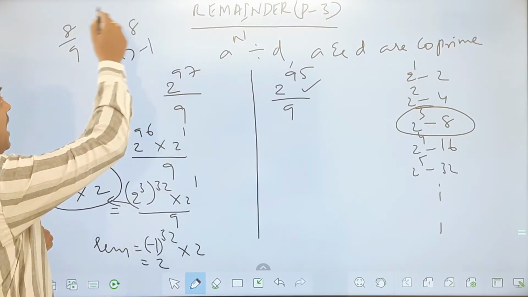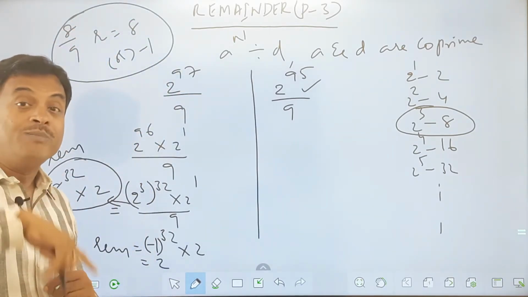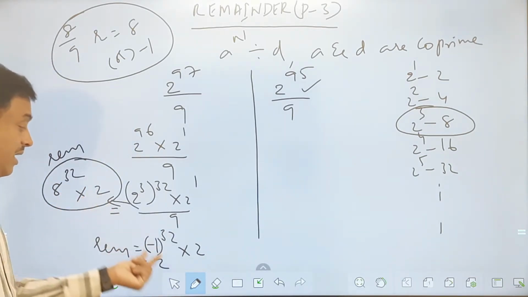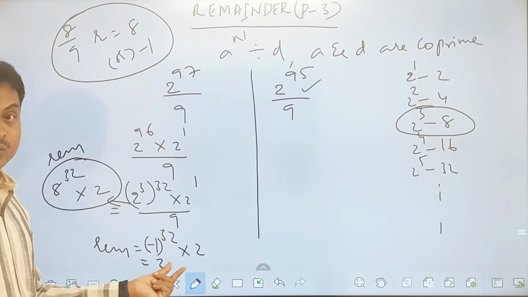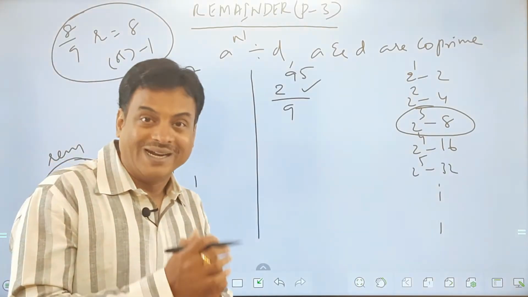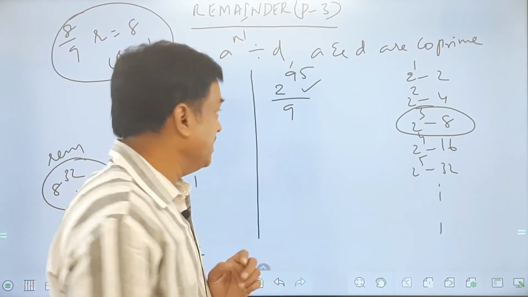So what is the idea behind negative numbers? Whenever you want to minimize the value of the remainder. I want to minimize the value of the remainder, and I finally got 2 as a remainder. So I am minimizing the value of remainders. That is the use of negative remainders. Negative remainders play a major role in this case.